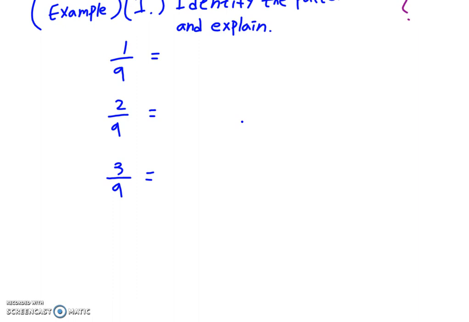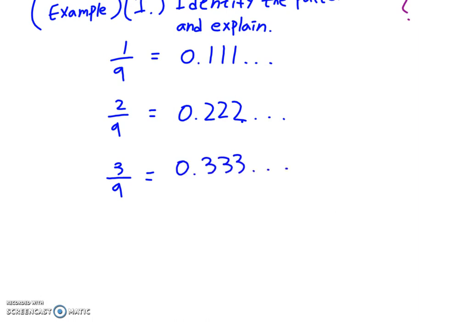Now, if you punch these numbers in, you may notice that the first number is repeating: 0.111 and keep going like that. Second number, 0.222, 0.333. I want you to pause this video and I want students to explain what the pattern is and write it down in a sentence. Go.